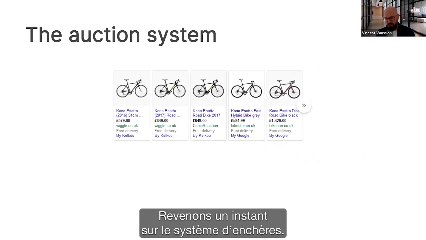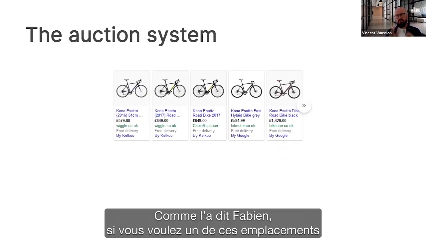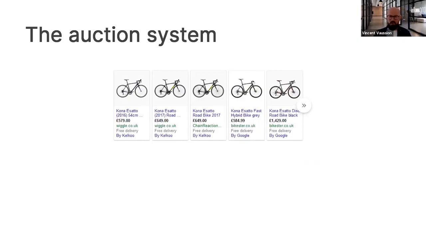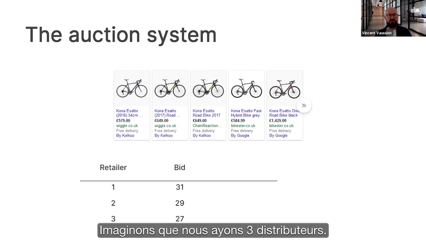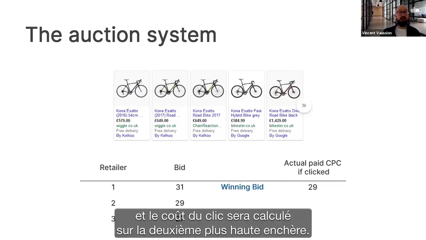So let's go back to the auction system for a bit. As Fabien said, if you want to advertise your product in those PLA boxes, you need to enter an auction. For this auction, let's consider 3 retailers, retailers 1 to 3. One bid 31, the second one 29, the third one 27. As Fabien explained, the highest bid wins, and the price of the click will be calculated on the second highest bid.